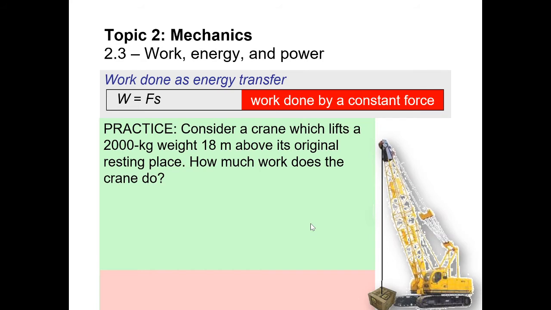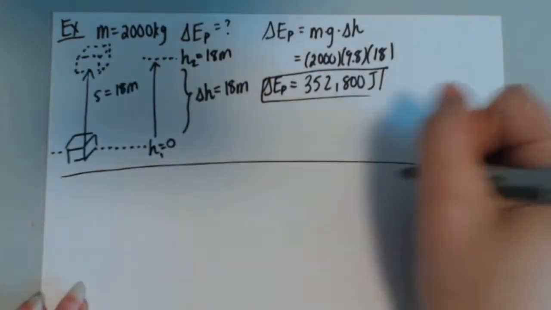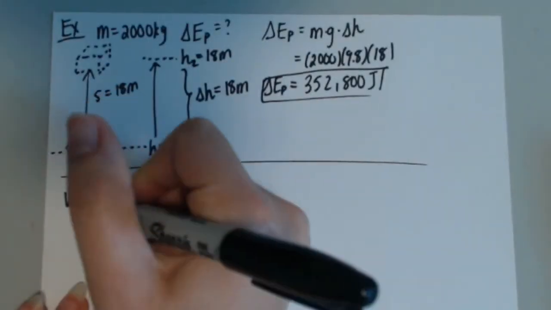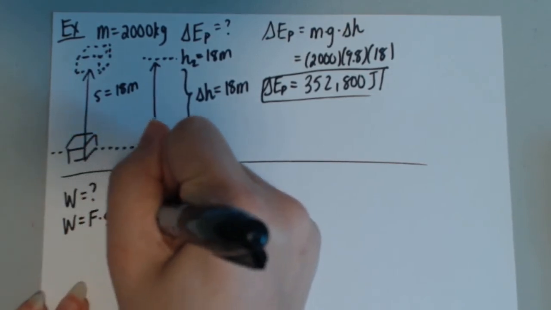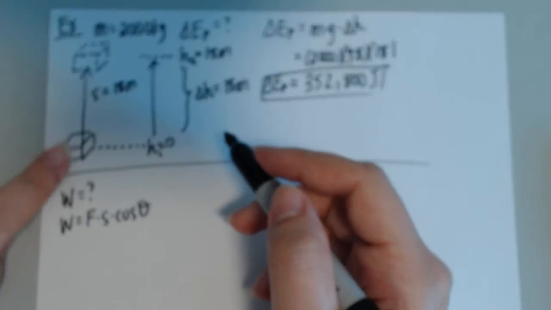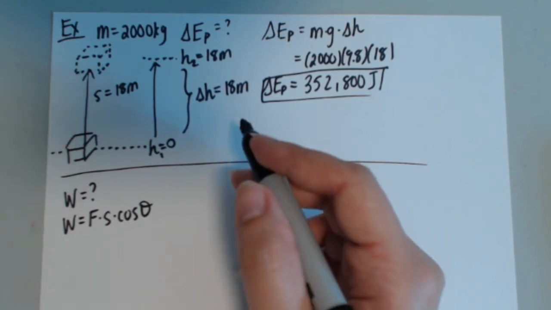Same crane, same mass, same distance. How much work does the crane do? Okay, so back to this. So now we're looking for work. Well, work is equal to force times displacement times cosine of theta. Well, the force is lifting it up, right? But what is the force trying to counteract? It's trying to counteract gravity, right?